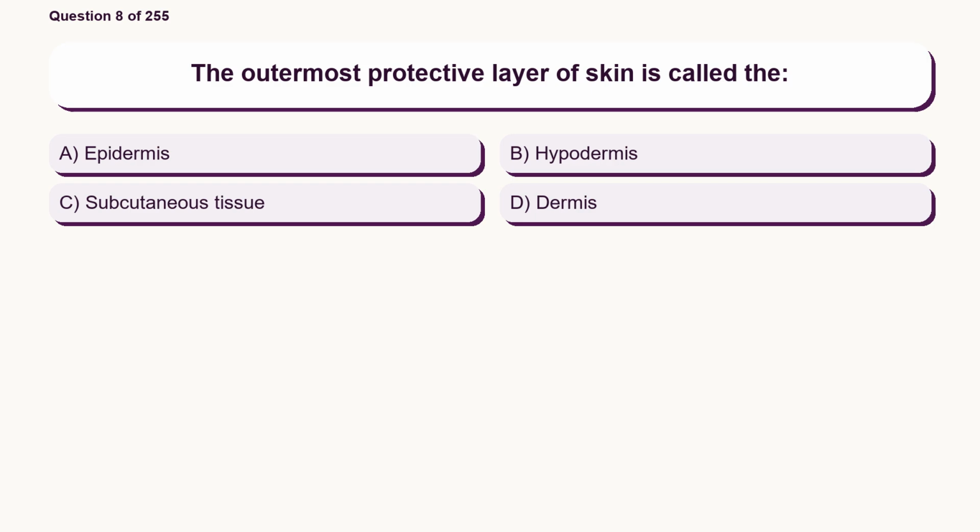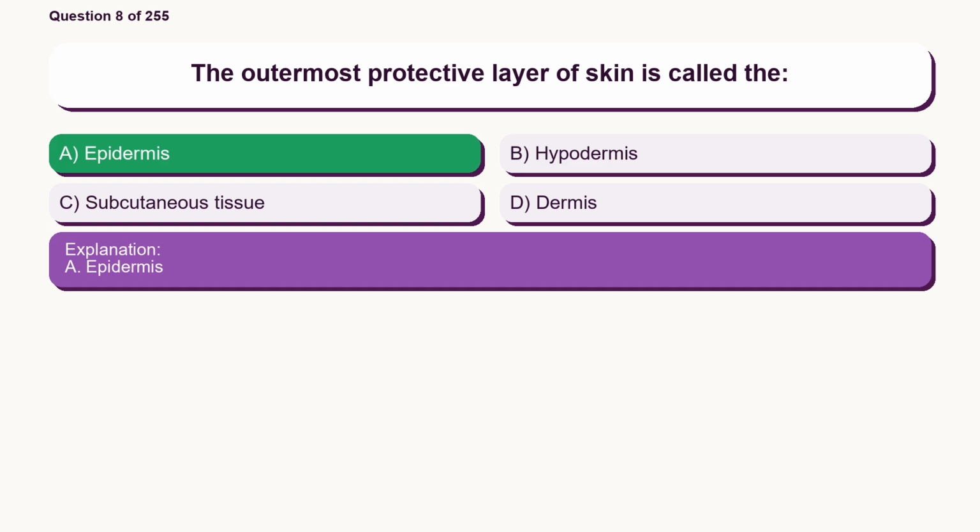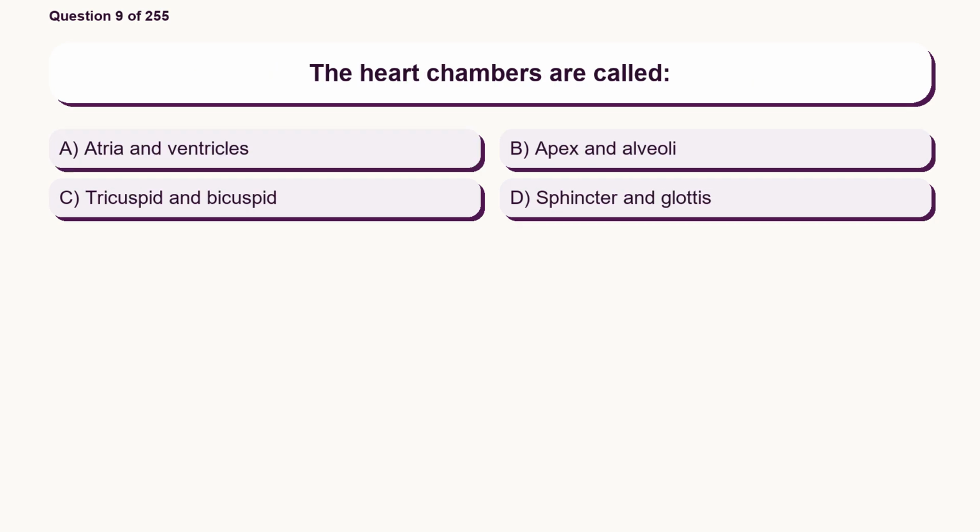Question 8. The outermost protective layer of skin is called the. Option A, epidermis. Option B, hypodermis. Option C, subcutaneous tissue. Option D, dermis. The correct answer is option A, epidermis.